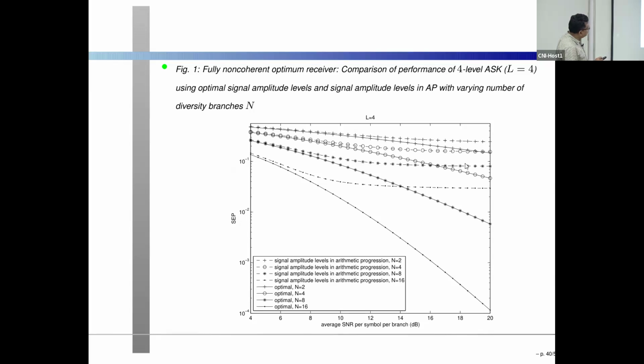Yeah, this is up to 20 dB, just to show the relative things.